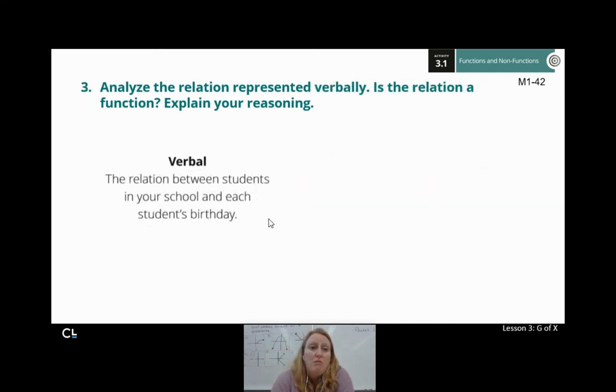So now I have a verbal one. Analyze the relation represented verbally. Is this relation a function? Explain your reasoning. Hit pause, jot down your thoughts, hit play to keep going.